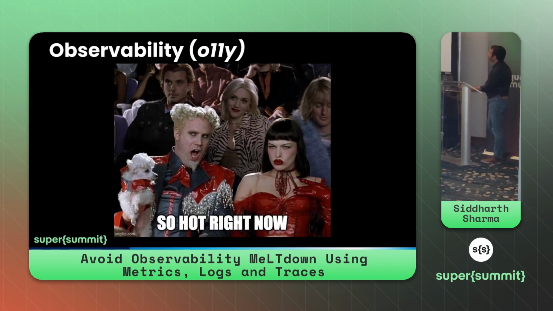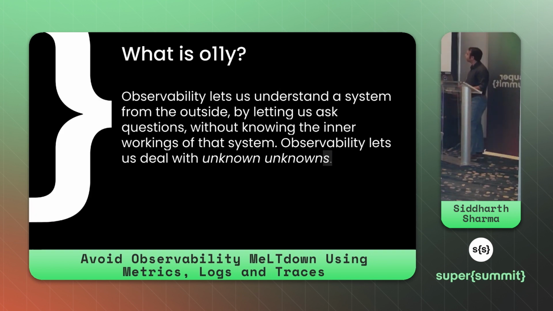Cool. So let's just talk about observability. What is all this hype about? After Kubernetes and DevOps, observability is the new trending thing right now. So what exactly is observability? Observability lets you understand a system from outside by just asking questions without knowing the internals of a system. It will help you deal with unknowns. Especially in software, observability is the ability to ask new questions about the health of your running services without deploying new code or code installation.